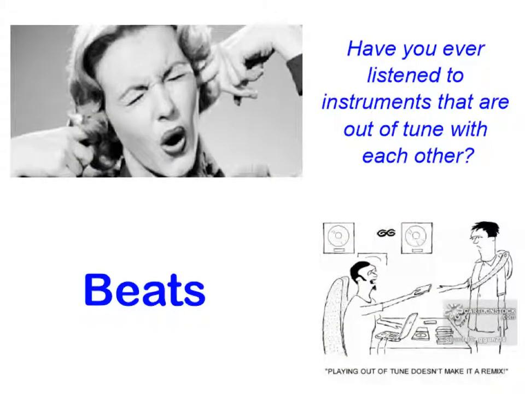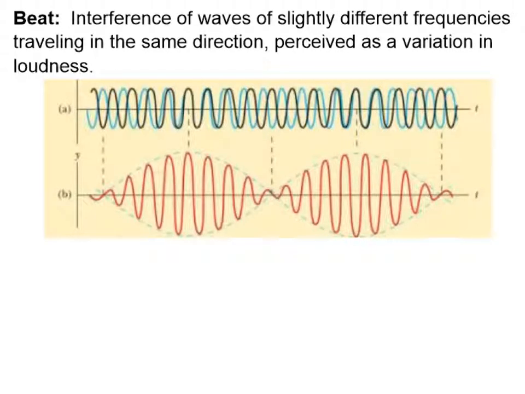Have you ever listened to instruments that are slightly out of tune with each other? You might make a face like this. We're going to look at something called beats. What are beats? If we have 2 slightly different frequencies, right here, there's one in light blue and one in black. They're traveling in the same direction, and their superposition is going to look like this. We're going to end up perceiving that as a variation in loudness, and that's what we call a beat.